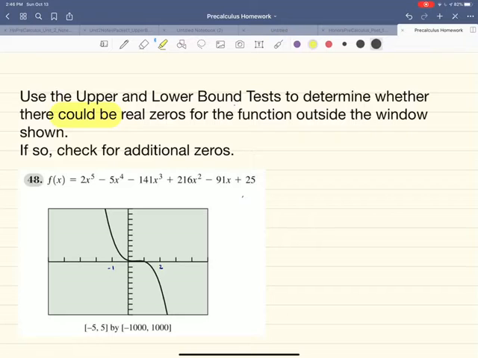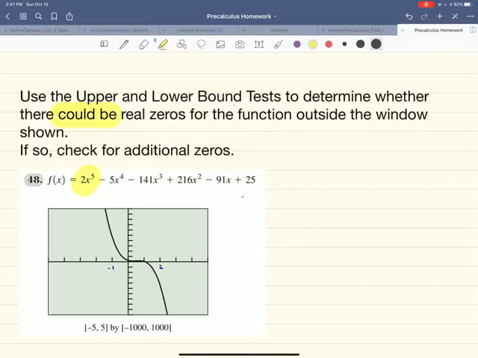We see that it has a leading term of 2x to the fifth, which means that we expect to see down, up, end behavior. And this viewing window shows us up, down, end behavior. So we're not going to see the end behavior that we expect until we zoom out. So already, because of the viewing window given to us and the equation of the polynomial function, we expect that there is at least one real zero bigger than 2 and at least one real zero less than -1.